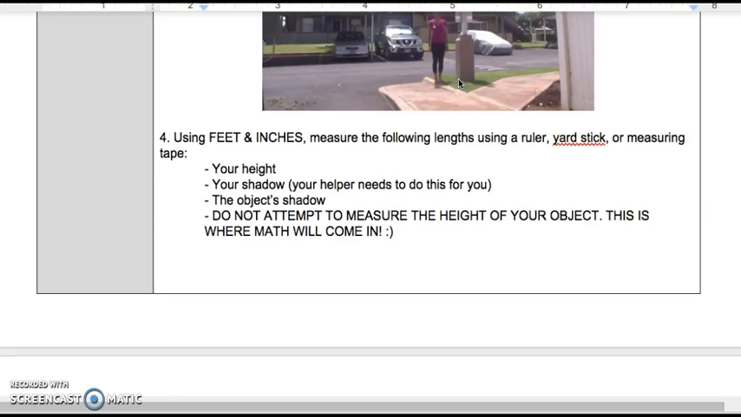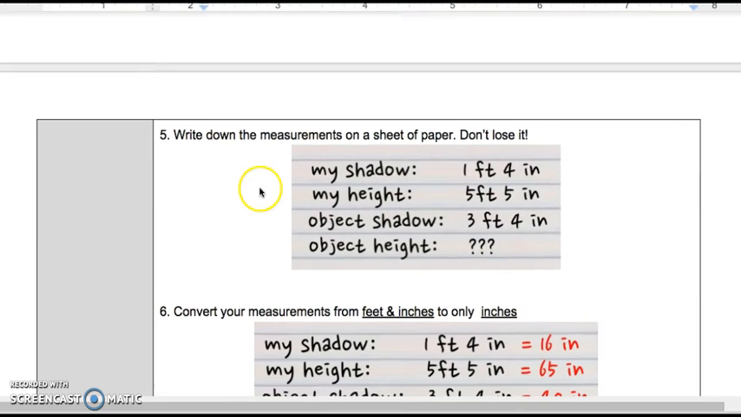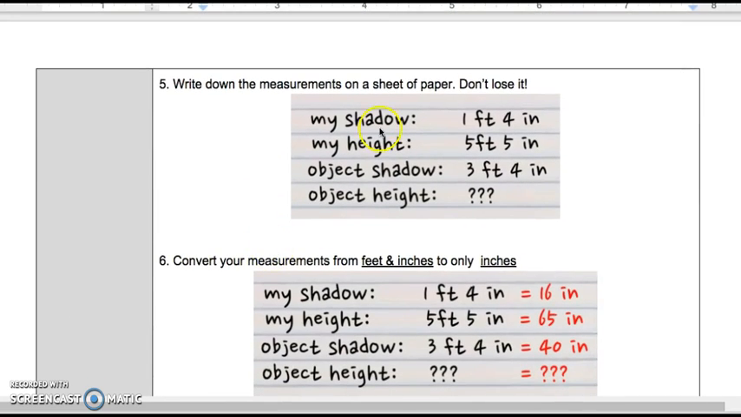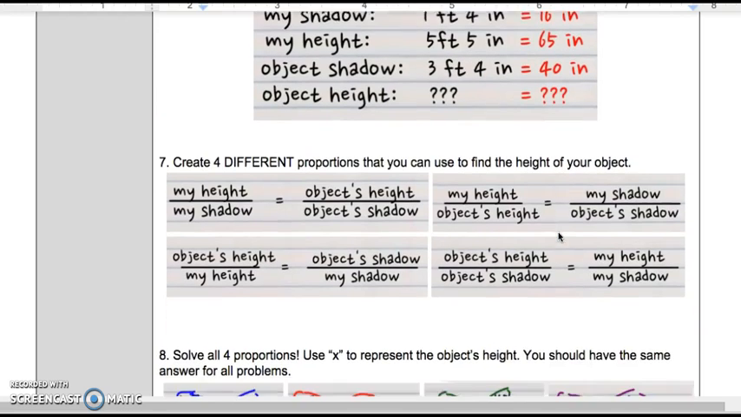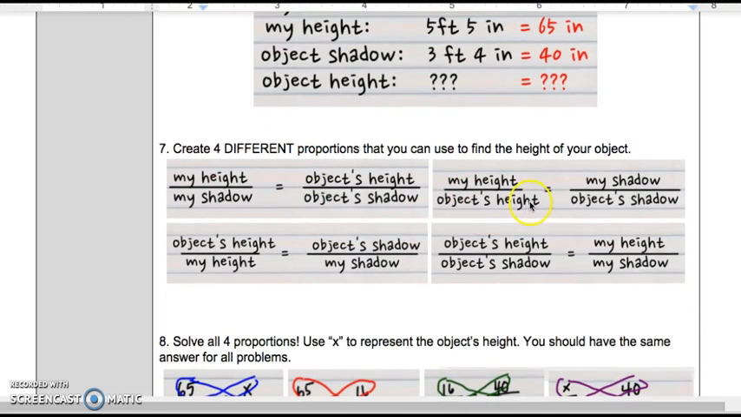This is where the math will come in. After you're done taking your measurements, make sure you write them down on a sheet of paper and do not lose them. Okay, and like I said earlier, you have to convert your feet and inches into just inches, and those are the numbers that you'll use to plug into the proportions. Here are the keys for your proportions. So here are the different ways to set them up. Your height over your shadow is equal to the object's height over the object's shadow, and then the other 3 different combinations.